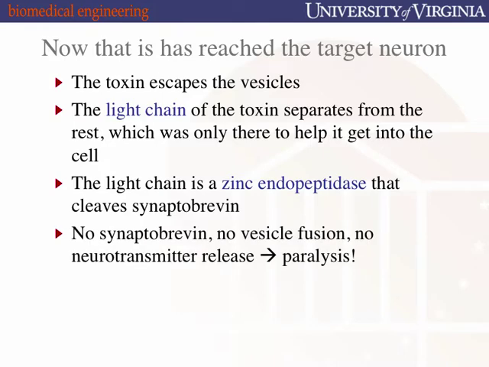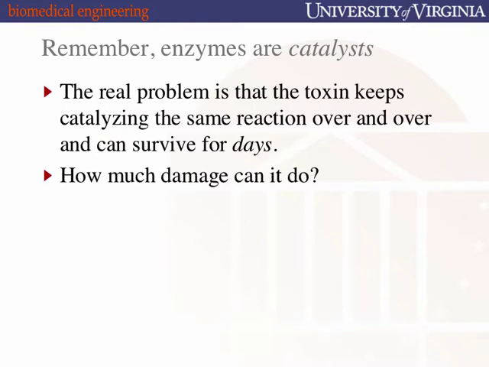So if we cleave synaptobrevin and there's no synaptobrevin, there's no vesicle fusion, no neurotransmitter release, and all of a sudden I can't contract my muscles. There's paralysis. Remember, enzymes are catalysts. The real problem here is that the toxin keeps catalyzing the same reaction over and over again, and it can survive for days. So the real question is, how much damage can it do?